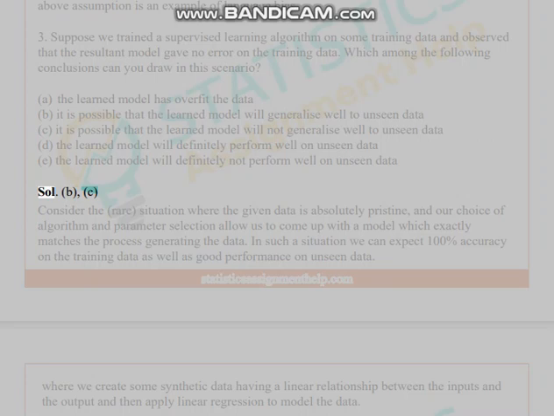Sol. B. C. Consider the rare situation where the given data is absolutely pristine, and our choice of algorithm and parameter selection allow us to come up with a model which exactly matches the process generating the data. In such a situation, we can expect 100% accuracy on the training data as well as good performance on unseen data. Where we create some synthetic data having a linear relationship between the inputs and the output and then apply linear regression to model the data.